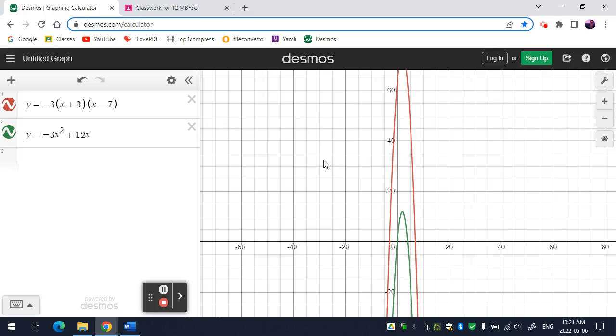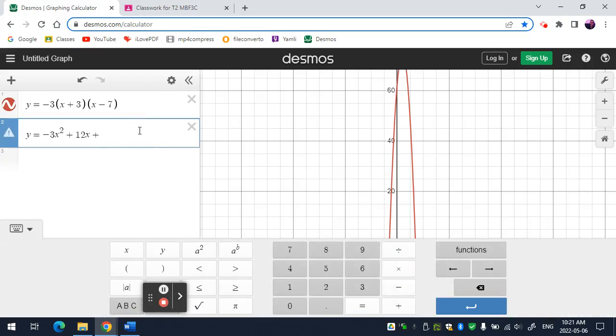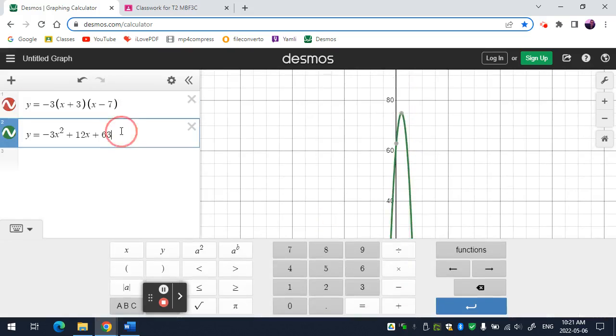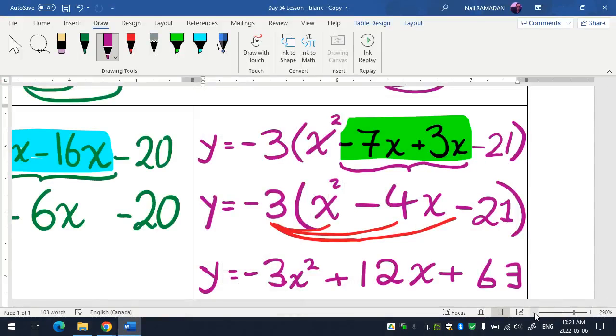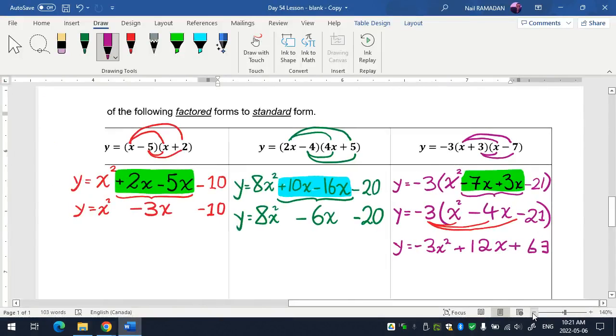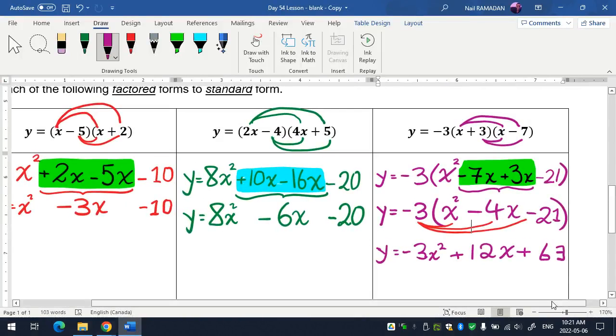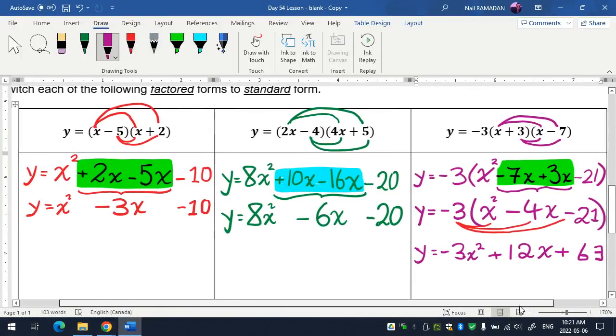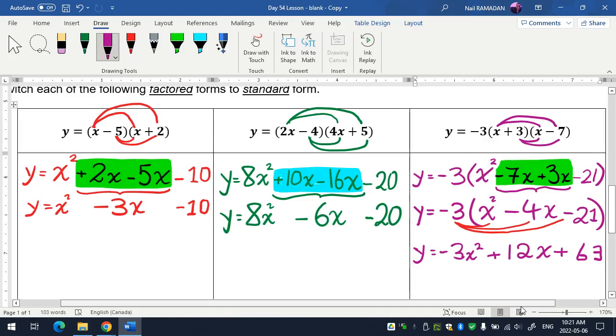I need to drag one of them up. Ready? Plus 6, 3, 2, 1, go. Boom. Done. Line up. Perfect. And that is today's lesson.